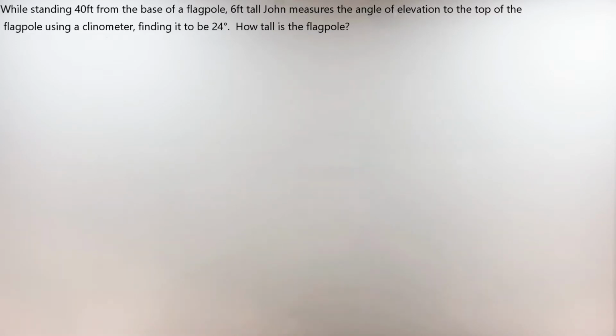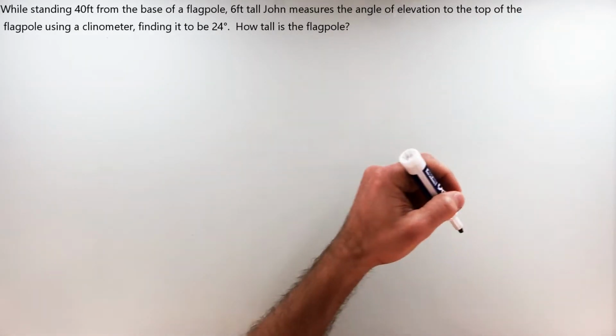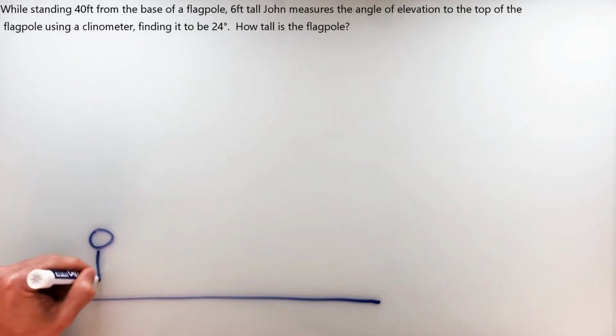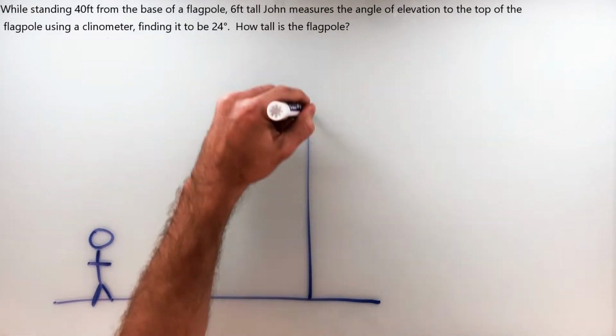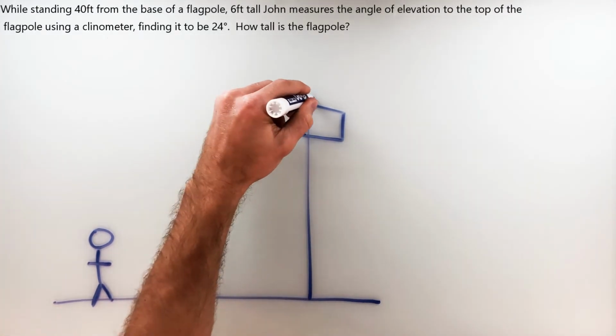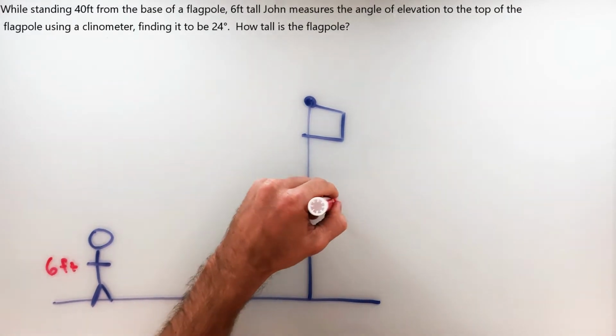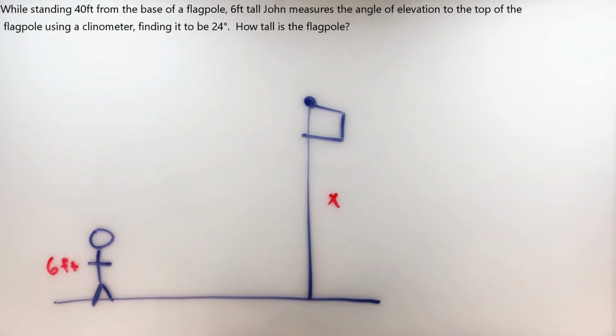Now, this particular word problem, it's not too difficult to visualize what's going on here. If I'm going to be drawing a picture, I know that I have a flagpole and a person, so just draw the ground right here. We've got the person, we've got the flagpole. Okay, so two objects. We know the height of the person, we don't know the height of the flagpole. So if I start building my picture, the person is 6 feet tall, the flagpole is unknown, that's what we're trying to find, so we can put an X right there.